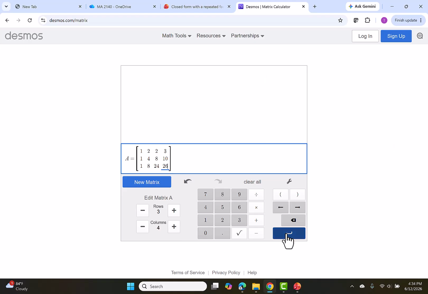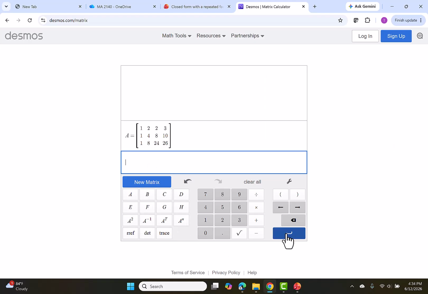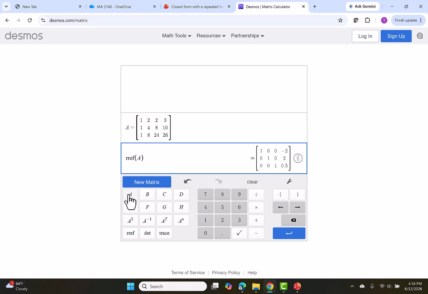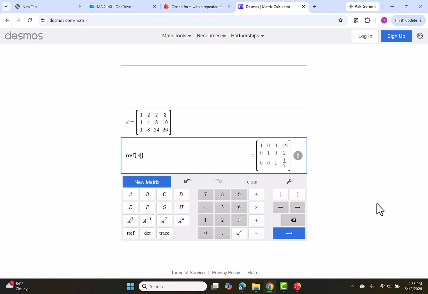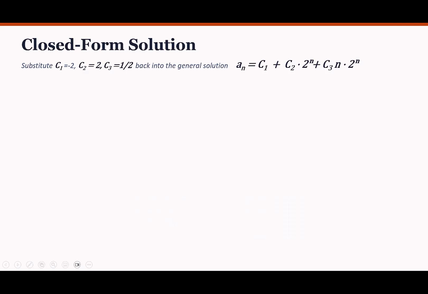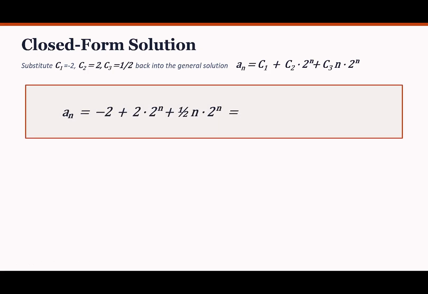We push return to enter our matrix, and then I hit RREF for reduced row echelon form. Then I enter A, the name of the matrix. This gives us C1 is -2, C2 is 2, and C3 is 0.5, or if you want that as a fraction, we can convert it over. Let's put those values into our equation. We have -2 for C1, 2 for C2, and 1/2 for C3. Let's simplify this a little bit.